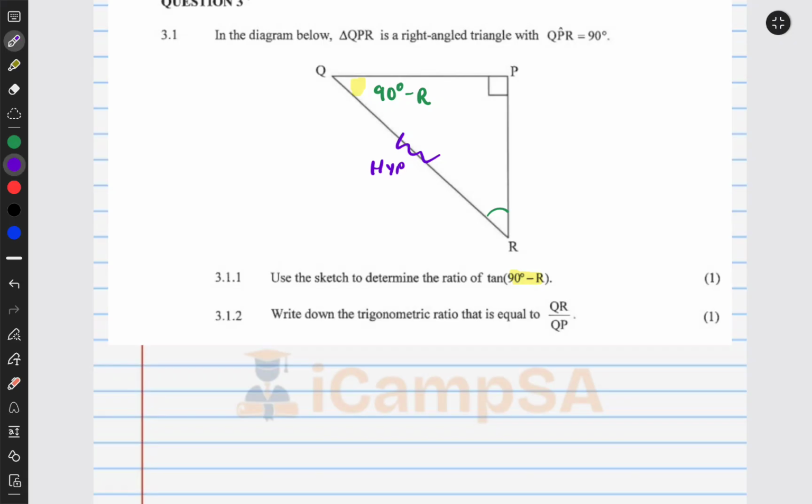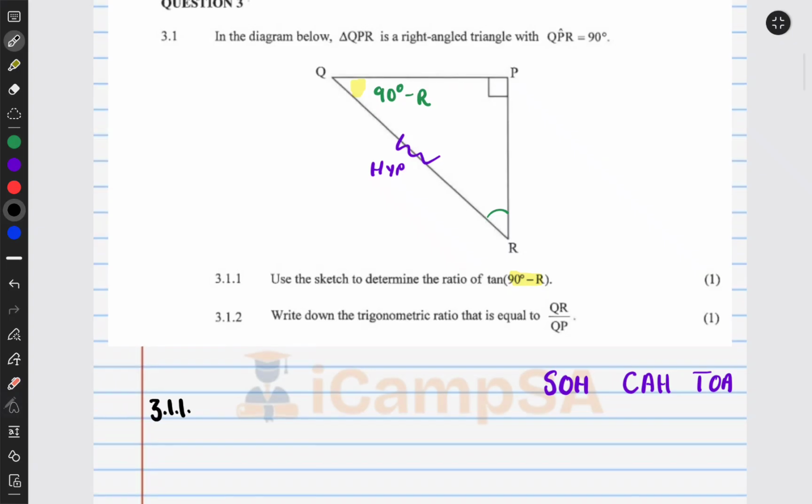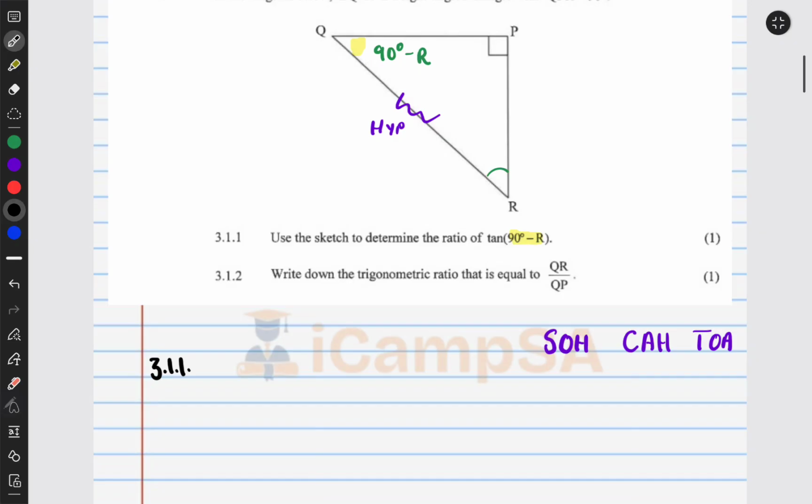Remember your SOHCAHTOA. Let's quickly remind ourselves of the ratios. For sine, we have the opposite over the hypotenuse. For cos, we have the adjacent over the hypotenuse, and for tan, we have the opposite over the adjacent. Okay, and then for 3.1.1, we're asked to use the sketch to determine tan 90 minus r, and I've just mentioned for you that tan 90 minus r is essentially the angle Q there.